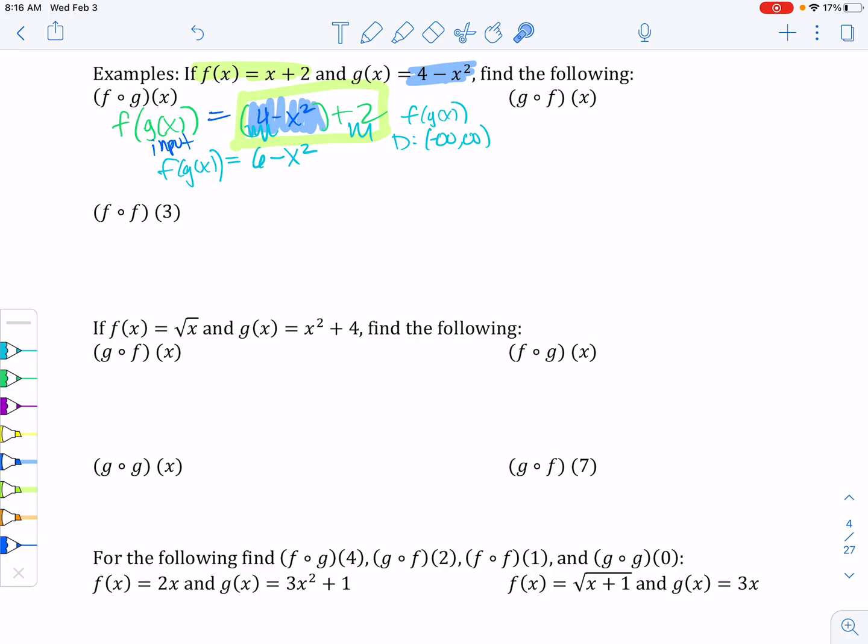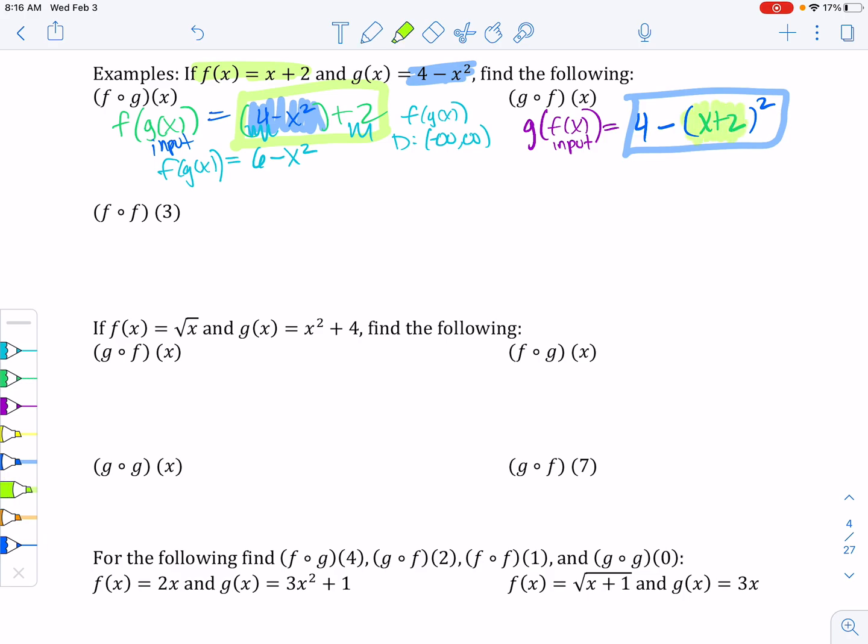Now, if we look at g of f of x, you can go the other direction, which just means that now f of x is the input and g of x is the output. So I'm going to start with my g, so that's the blue one. I'm going to write that one, and instead of writing x, I'm going to put parentheses. So quantity squared. So this is our g of x, and in place of the x, I'm going to plug in the f of x, which is x plus 2 in this case.